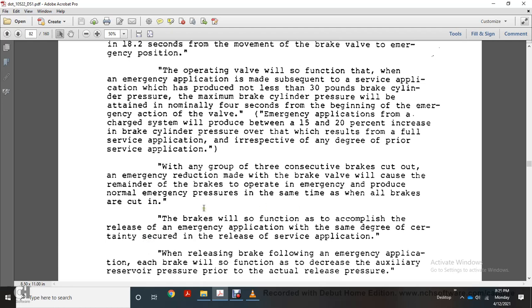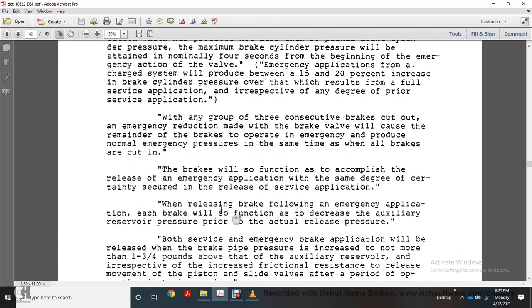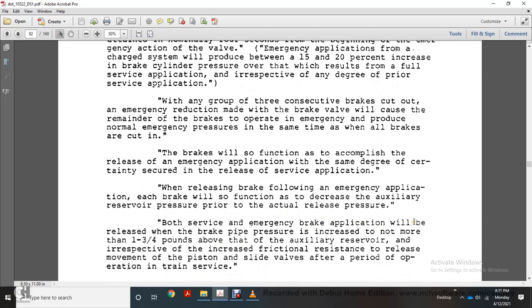Brakes will so function to accomplish the release of the emergency application with the same degree of certain security of the release as for the surface application. When the release brake valve is used with the emergency application, each of the brakes will function at the degree of the auxiliary reservoir pressure prior to the actual release pressure. Full surface emergency brake application will be released when the brake pipe pressure is increased not more than 1/3 of a pound above that of the auxiliary reservoir.